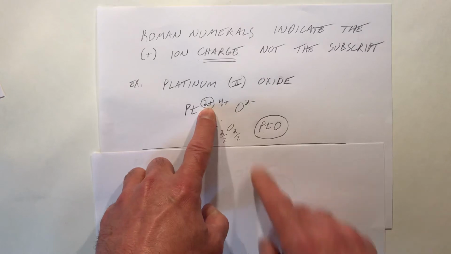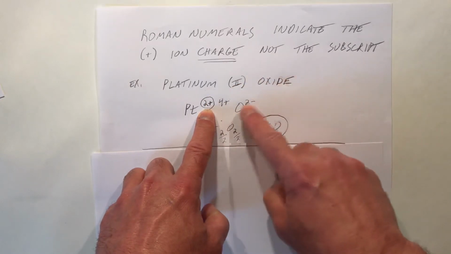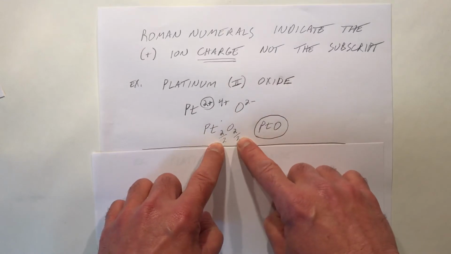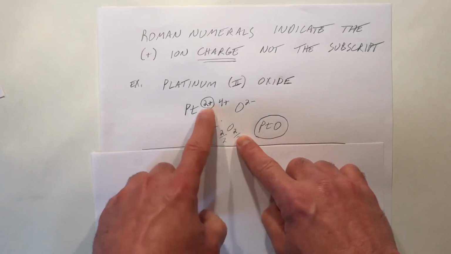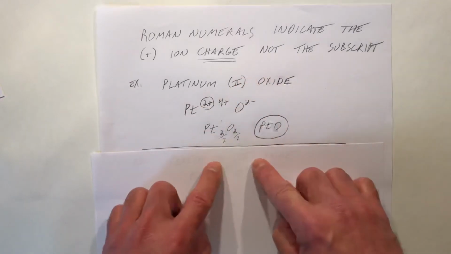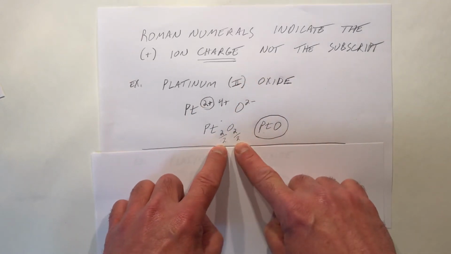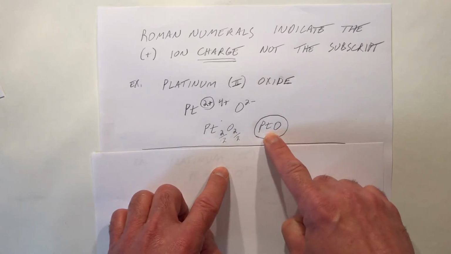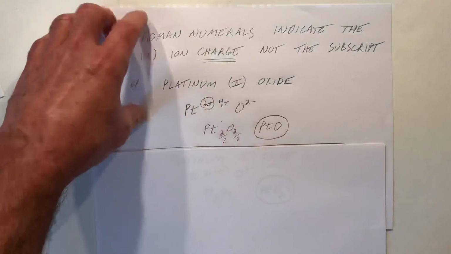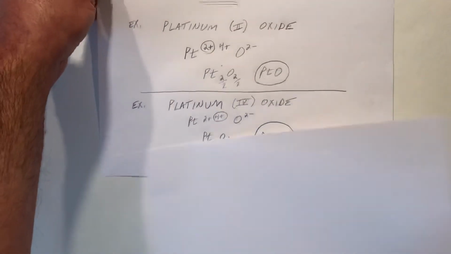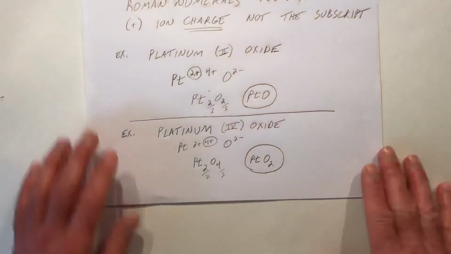When we crisscross platinum 2 with the oxide ion, which is O2 minus, the 2's crisscross and then they reduce. So we're not using that 4 there at all. This 2 goes here and that 2 goes there. Again, Roman numeral 2 for 2 plus. 2 and 2 reduce because they're both divisible by 2, and the formula for this compound is PtO, 1 platinum, 1 oxide, platinum 2 oxide. Remember that if we don't write the 1s, we just make the assumption that any unwritten numbers are 1s.